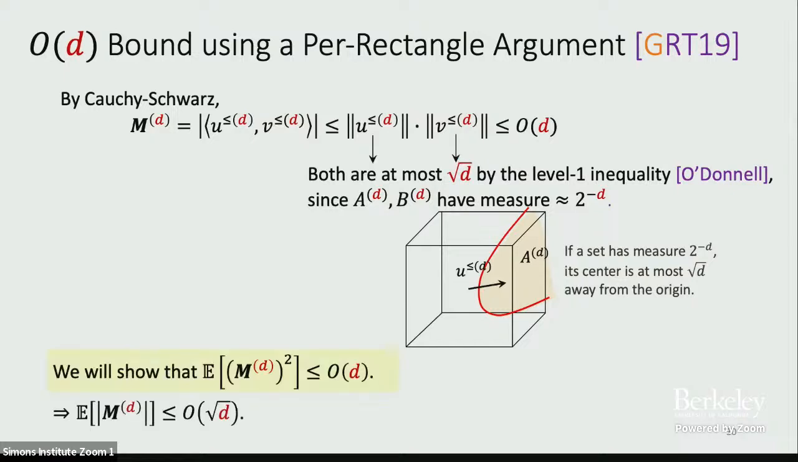What we really want to show is that typically it's at most square root D. So we will show that the expected square of this final martingale is at most order D. This would imply by Cauchy-Schwarz the bound that we want.